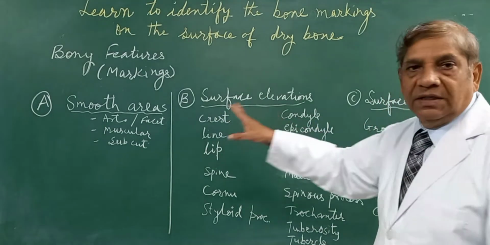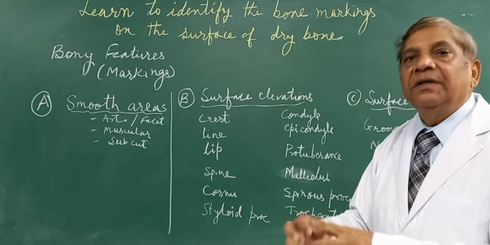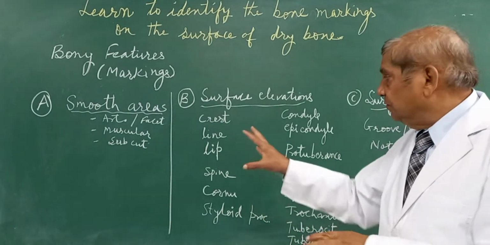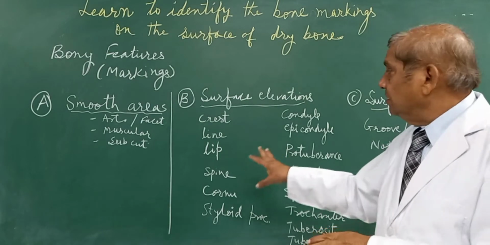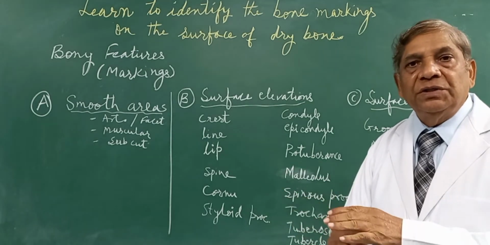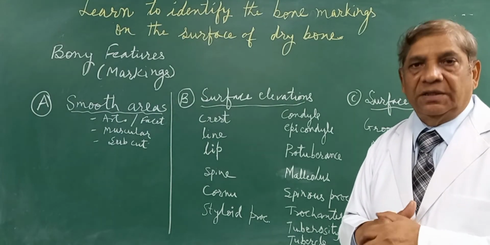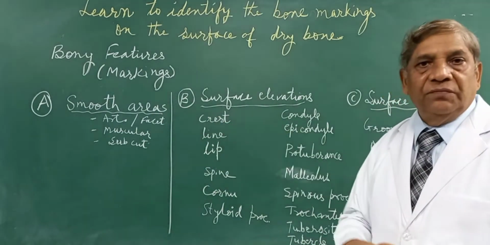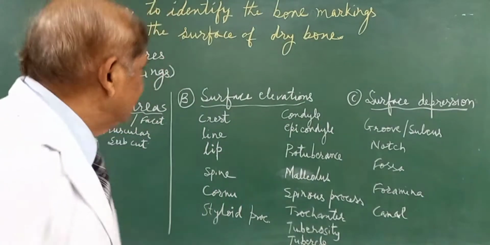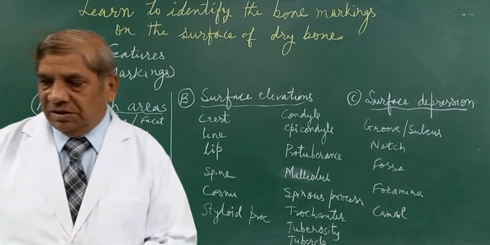So in these three categories, we will see which bony markings are there and the special names they are given. I will try to explain these different bony markings, because unless you learn them, you will not be able to understand what your teacher teaches you on a particular bone when your osteology demonstration starts. Let us come to the first category, the smooth area on the surface of the bone.